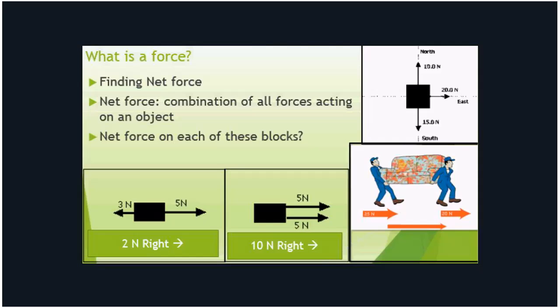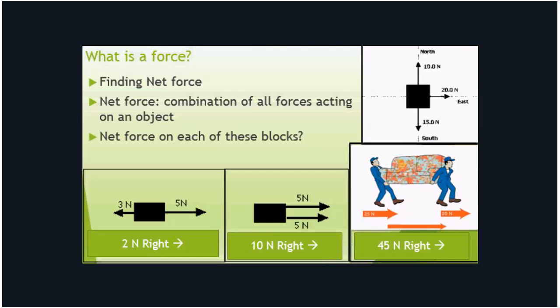The next question has 2 people moving a sofa. One person is pushing with 25 newtons and the other is pulling with 20 newtons. They're both going to the right. I should add 25 plus 20 is 45 newtons to the right.